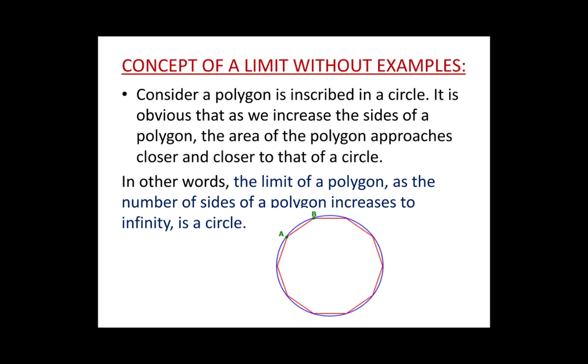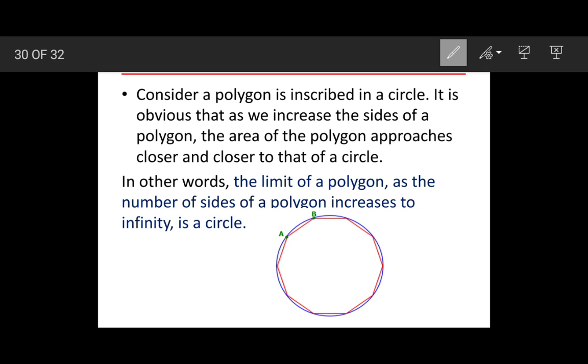Now, before actually describing the concept of limit, just consider a polygon which is inscribed in a circle. It is obvious that as we increase the sides of a polygon, the area of the polygon approaches closer and closer to the circle. As you can see in this diagram, there is a circle, and inside the circle there is a polygon. Under the circle I am drawing one polygon.